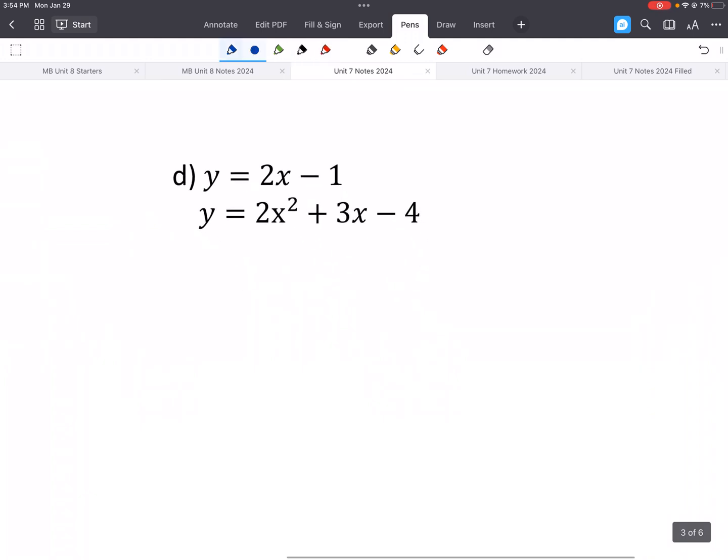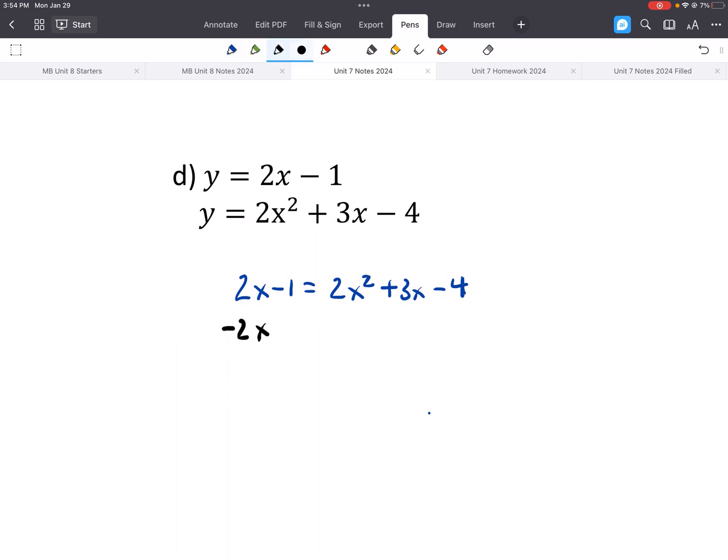Again, set it up the same way. There's one more thing that's a little different here, so I want to make sure we talk about that. So 2x minus 1 is equal to 2x squared plus 3x minus 4. Okay, so we'll get everything on one side. So subtract 2x and add 1. So 0 equals 2x squared plus 1x minus 3.